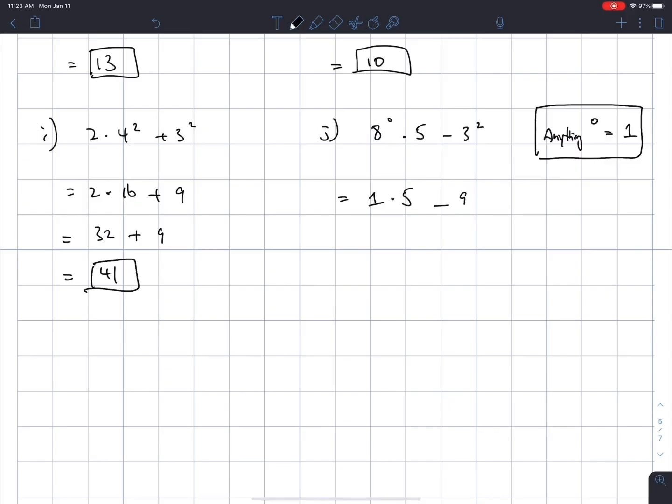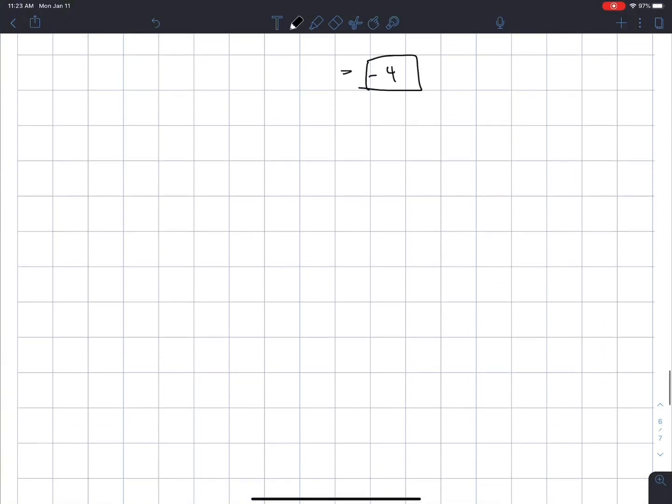Times 5 minus 3 squared is 9. 1 times 5 is 5. And this time they have different signs, so I go 9 minus 5 is 4. Because the bigger digit is negative, that's why my answer is negative. Okay, so the answer is negative 4. Okay. 32 divided by 8 plus 54 divided by 9. 32 divided by 8 is 4, plus 54 divided by 9 is 6. And 4 plus 6 is 10.